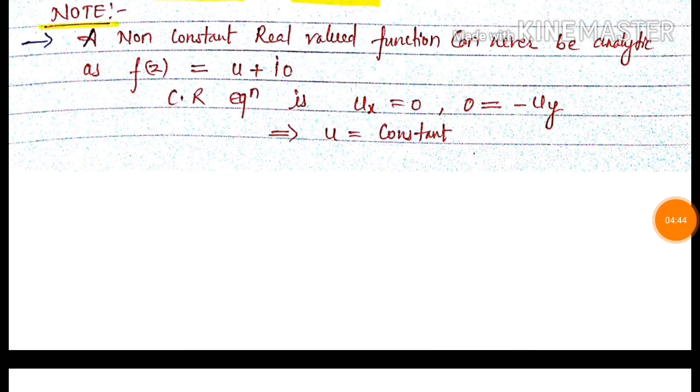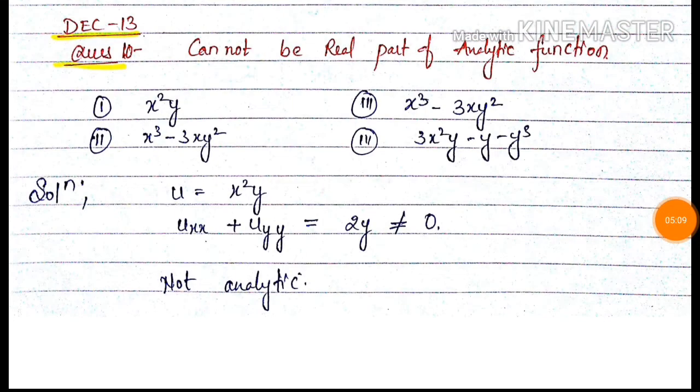Now here is one important note point. A non-constant real valued function can never be analytic, as f(z) = u + i0. The Cauchy-Riemann equations give ux = 0 and 0 = minus uy. So here u is a constant. So a non-constant real valued function can never be analytic. This is the important point.